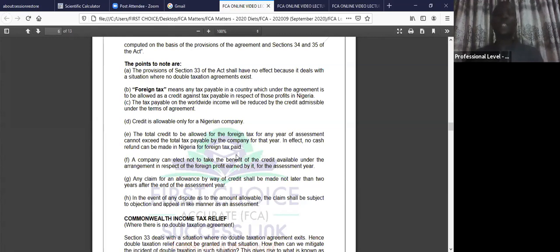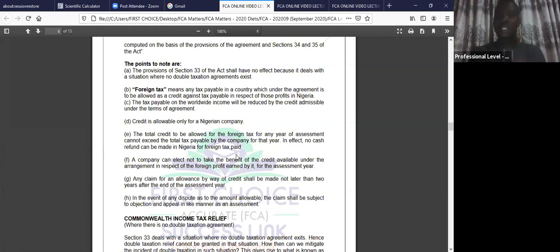So if they give you three countries, because it might come out in the exam, you don't take the whole three and then use the smallest of them to do relief in all of them. No, you take them case by case. You take Ghana, you compare it with Nigeria, and you relieve that of Ghana's income. You take South Africa on its own merit, and you relieve their own. So that is how it is being done.